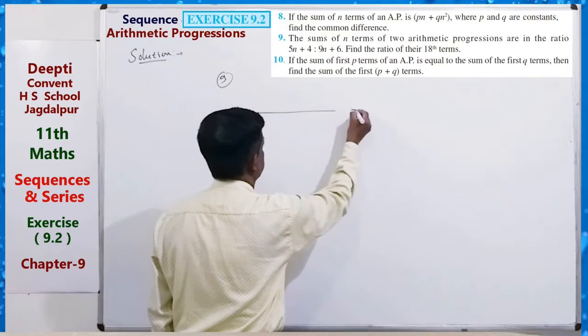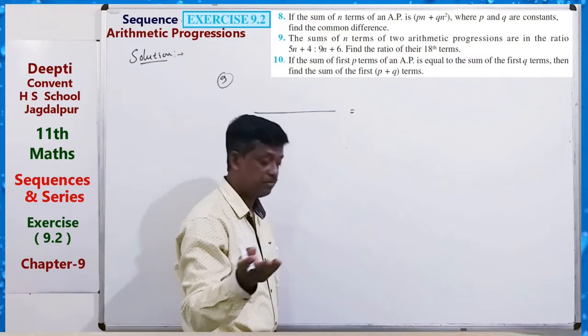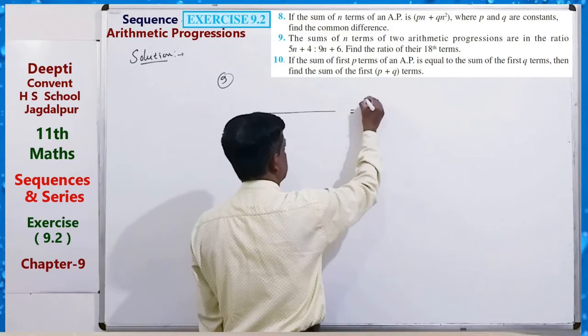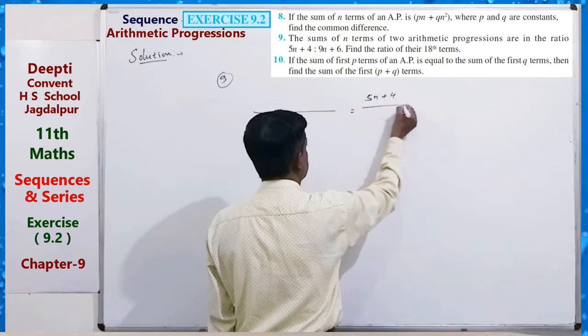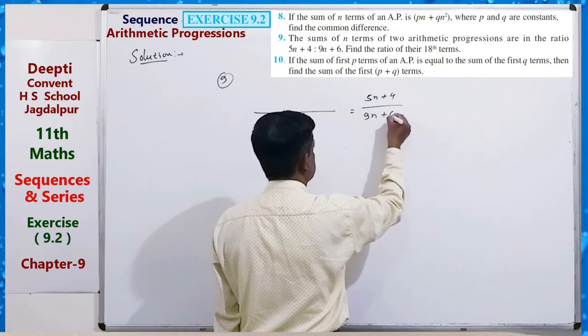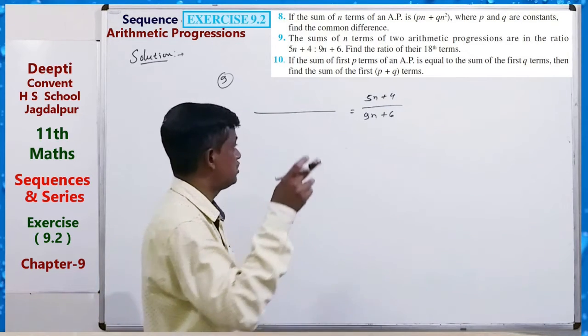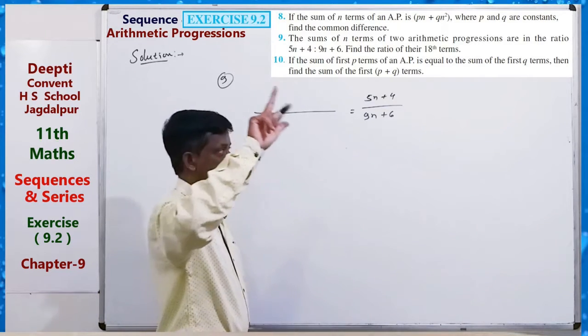Ratio is given. What ratio is given? 5n plus 4 over 9n plus 6. This ratio is given for the sum to n terms of two arithmetic progressions.